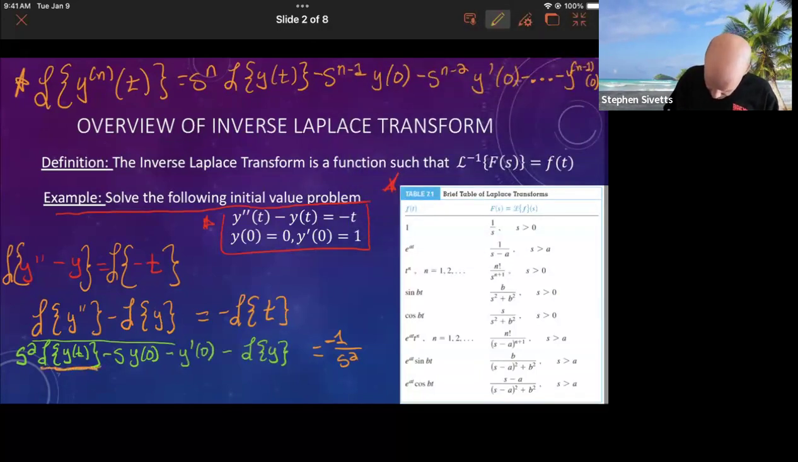Let me highlight these more clearly. So these are the same term. They denote this as capital Y of S. That indicates a Laplace transform of y in terms of S. And then we know that y of 0 is 0, so this term would be 0. And we know that y prime of 0 is 1.